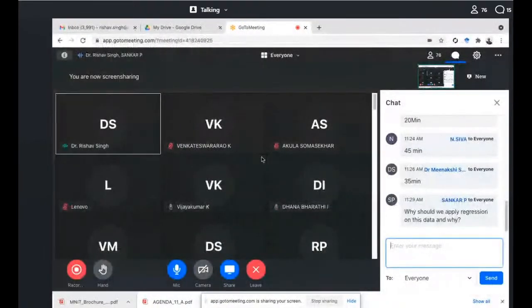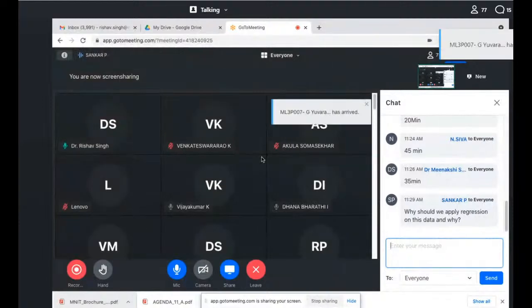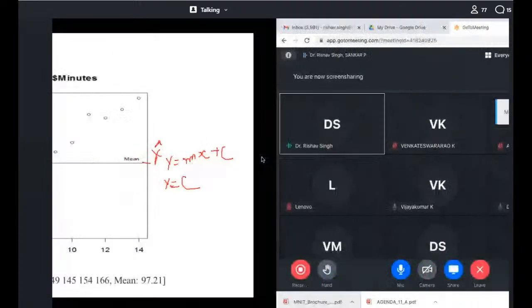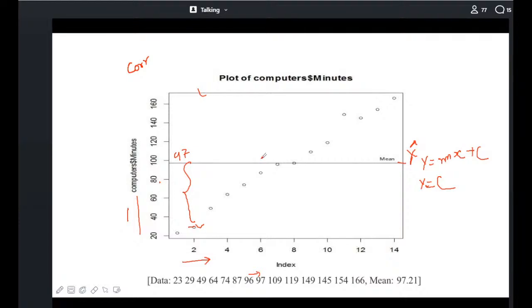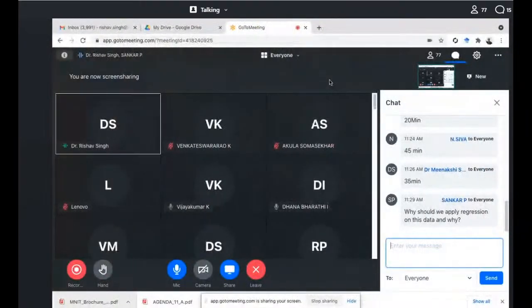So if it is linear, there is no need for you to apply regression, correct? You can easily classify, because it's a straight line. Y equals mx plus c, a complete straight line, the perfect straight line, and then you can classify between the two. If the line is not there, and it is non-linear, then only you have to apply regression, correct?